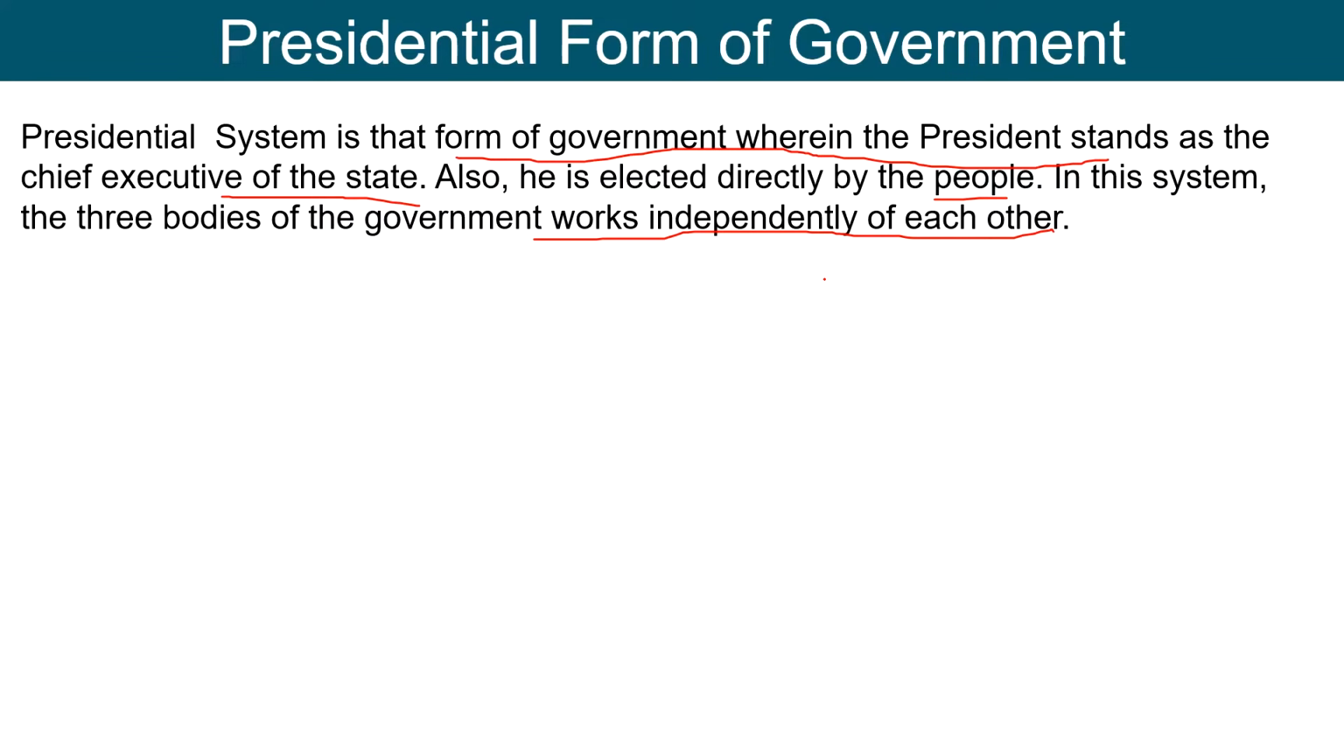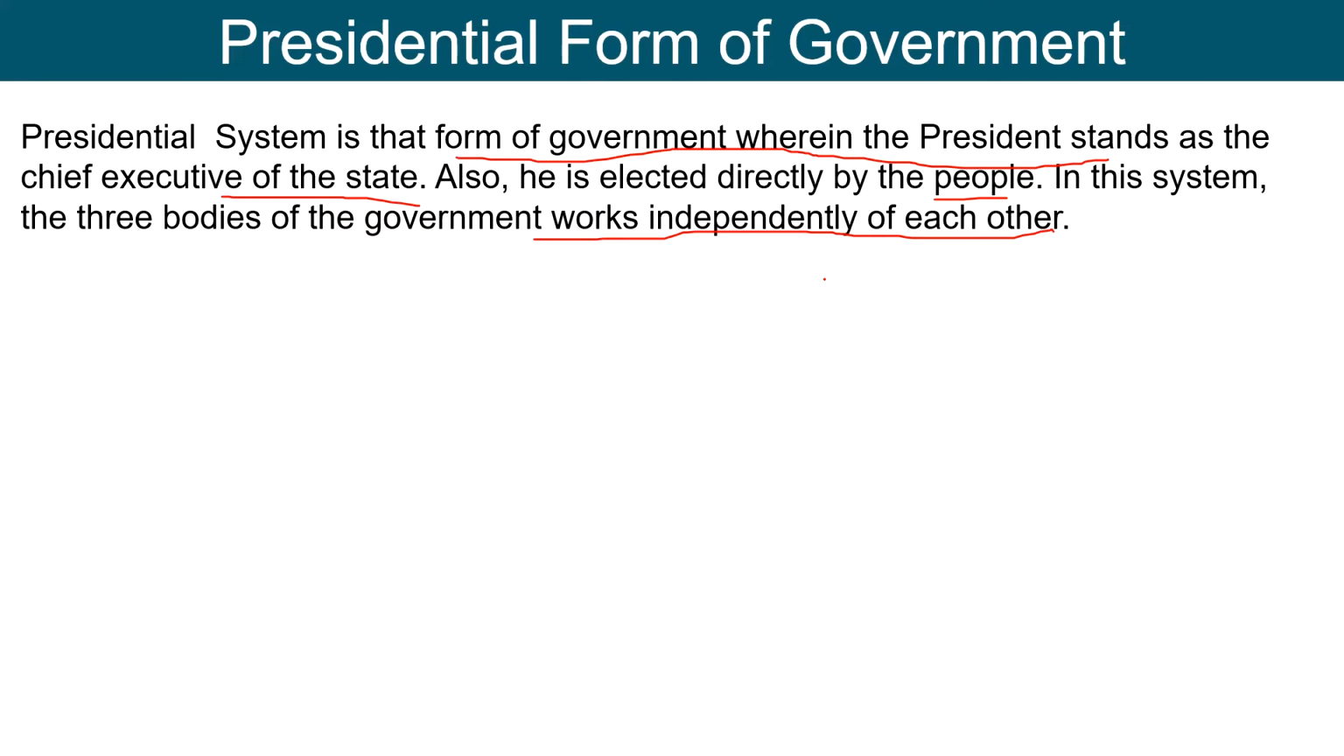Further, it is the responsibility of the president to enforce law, while it is the legislature that makes those laws. And the courts are there to provide justice. Therefore, each body is given specific powers to check and balance each other. Further, the executive and legislative branches of the government are elected separately and have independent powers.